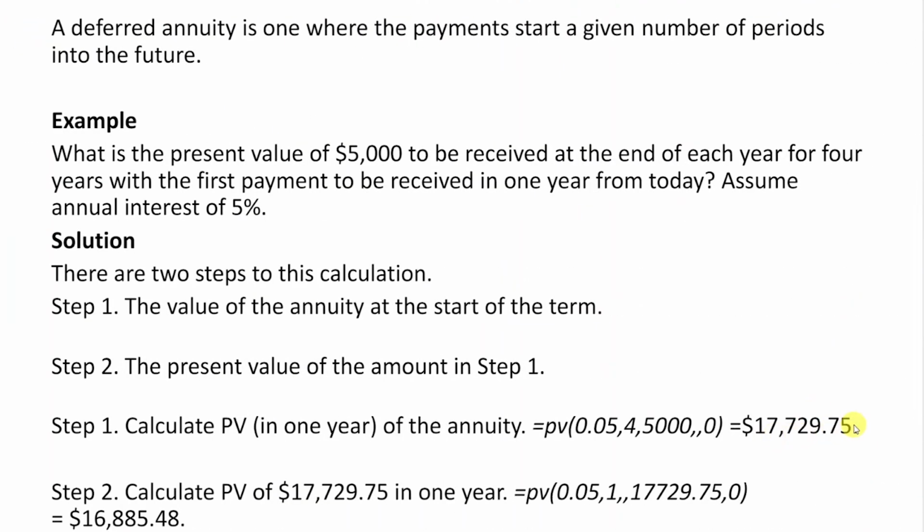That will give you the amount of 17,729.75. And then, because it's a 1 year deferral, we have to calculate another present value for 1 year. You will use this amount divided by 1.05 to the power of 1, and that will give you 16,885.48.